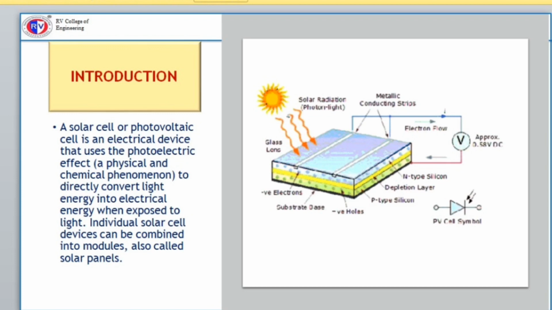It is a form of photoelectric cell defined as a device whose electrical characteristics such as current, voltage or resistance vary when exposed to light. Individual solar cell devices can be combined to form modules, otherwise known as solar panels. The common single junction silicon solar cell can produce a maximum open circuit voltage of approximately 0.5 to 0.6 volts.